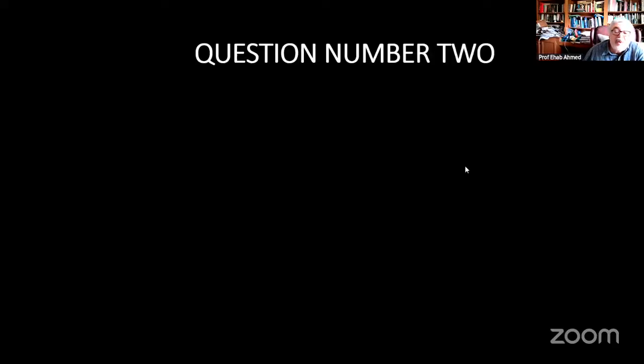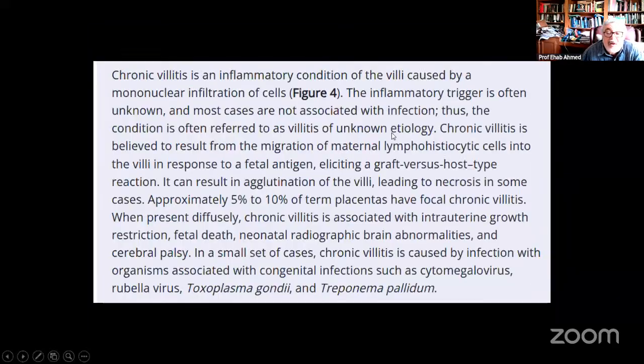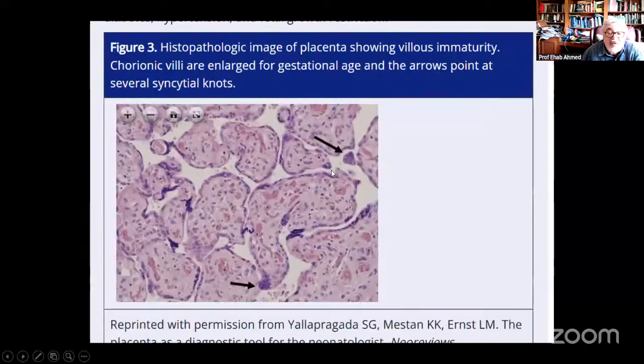How does the placenta look to suspect funisitis? Okay, let me go back to the question. I will go back again to this question.